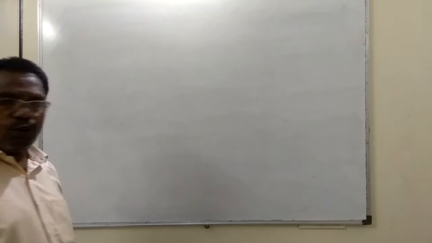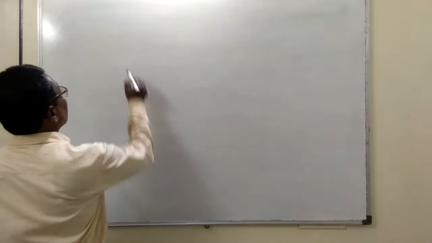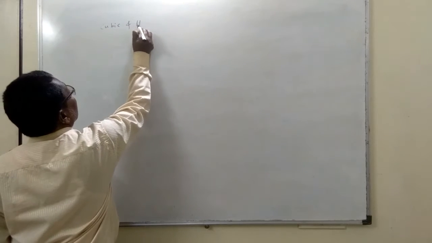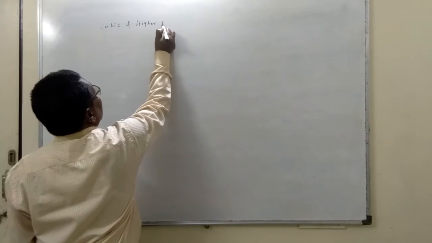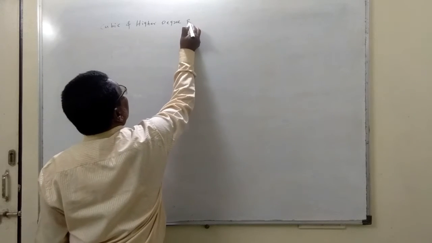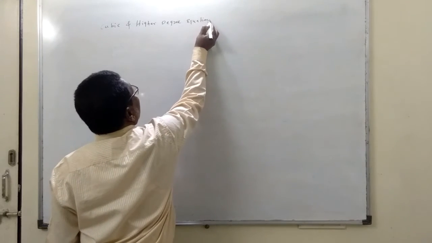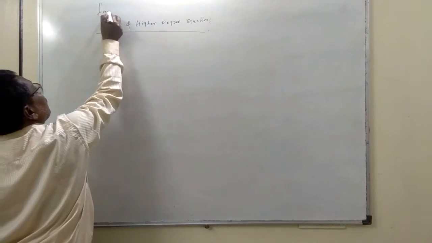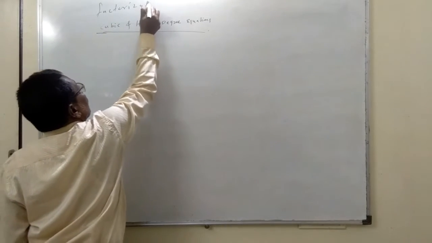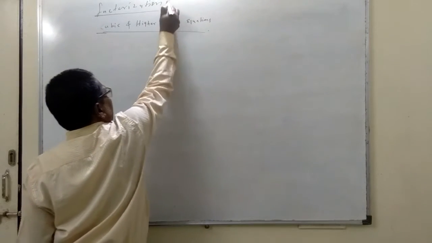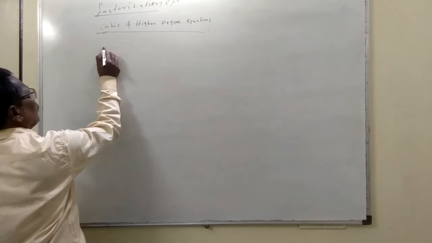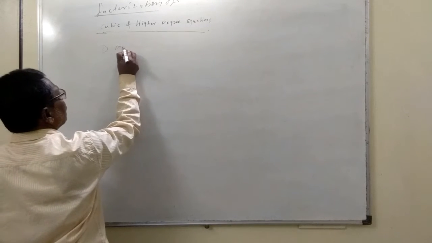how we factorize cubic and higher degree equations. So, factorization of cubic and higher degree equations. The first method for a cubic equation is the method of grouping.